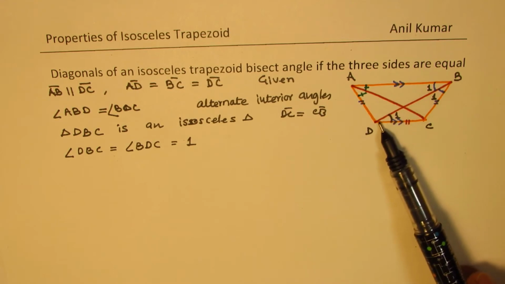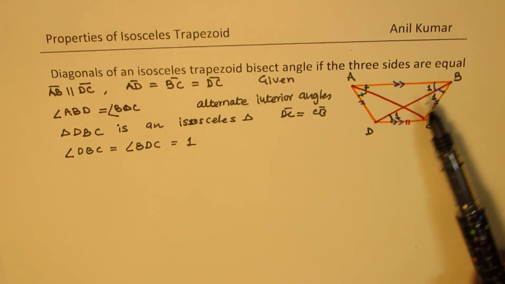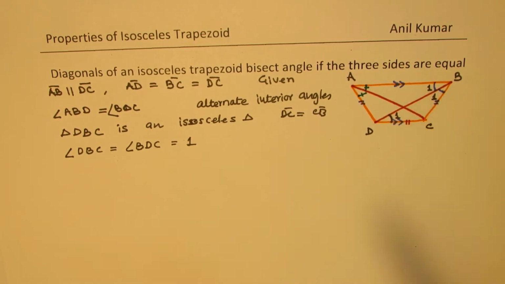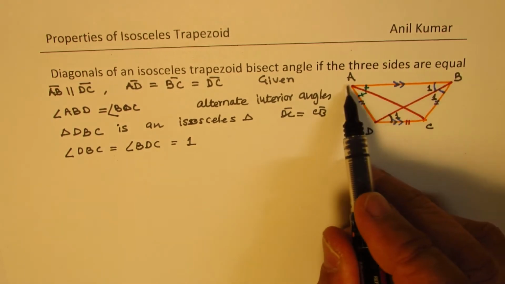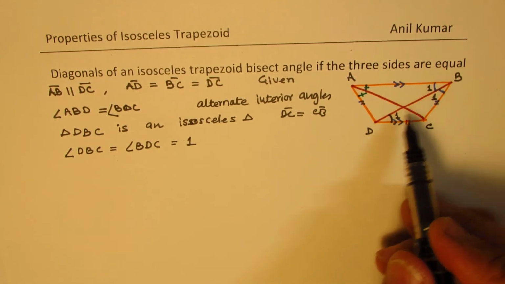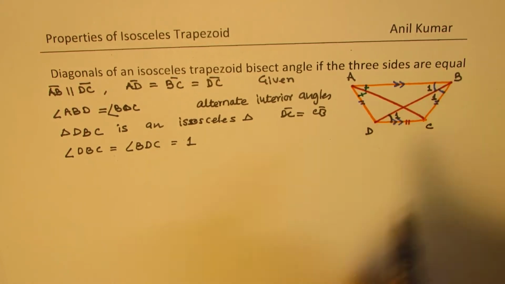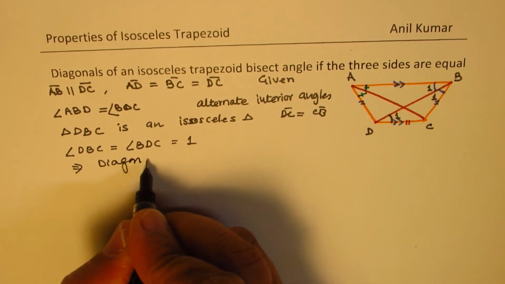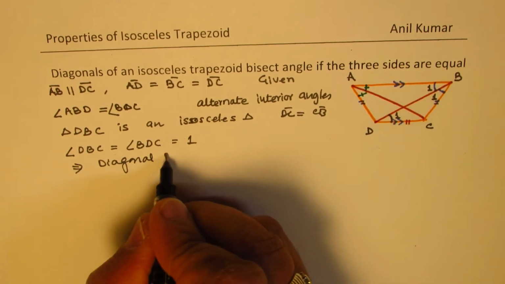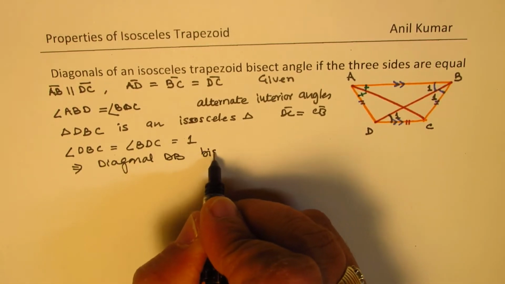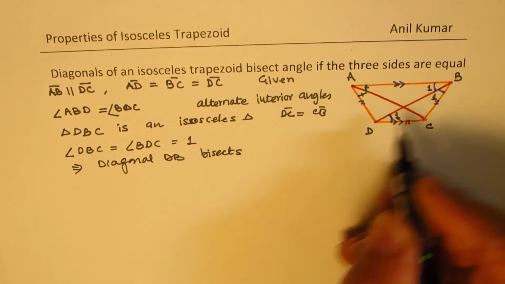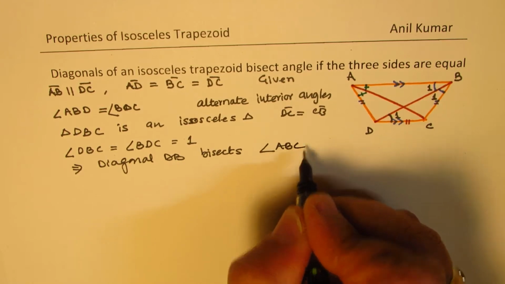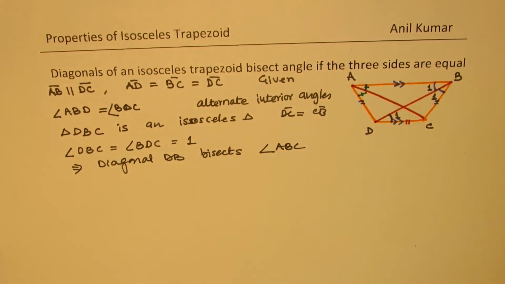And from the parallel sides and this transversal, interior angles, we know these two are equal. Therefore, we know that the angles ABD and DBC are same, right? So that implies that diagonal DB bisects angle ABC. Is that clear to you? So that is the first part.